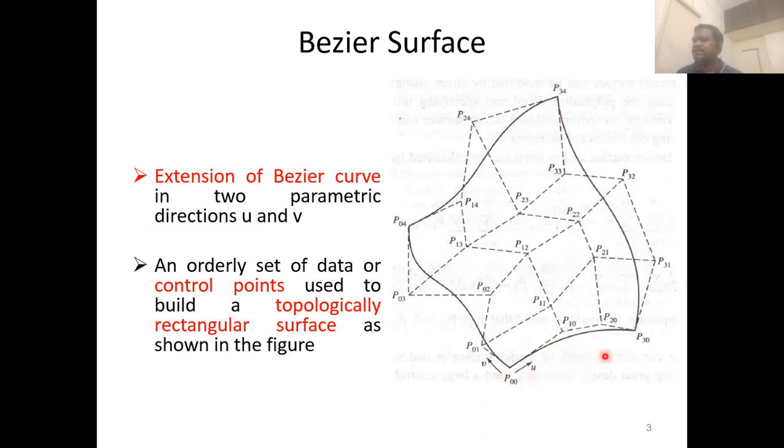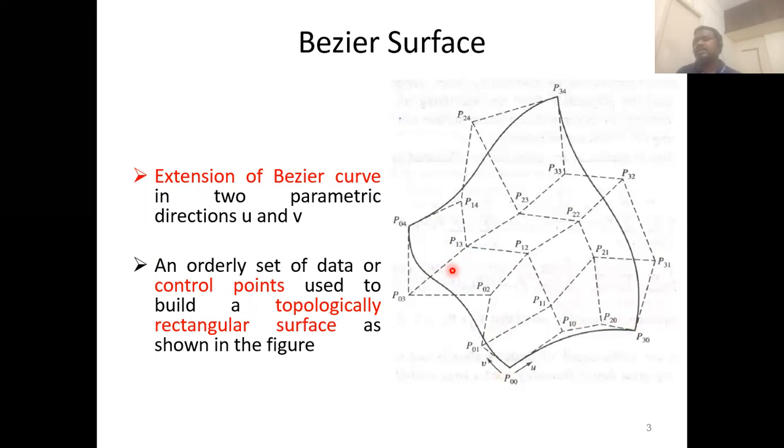If you look at this, it is actually a small patch made of Bezier curves. This is a Bezier surface, a smaller patch is made. Okay, so an ordered set of control points. If you say 1, 2, 3, 4, these are all the control points influencing the shape of this boundary. Similarly, we can have various control points so that we can change the shape of the curve and hence the surface.